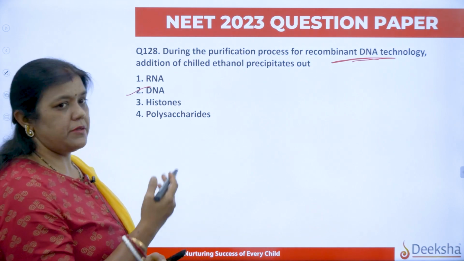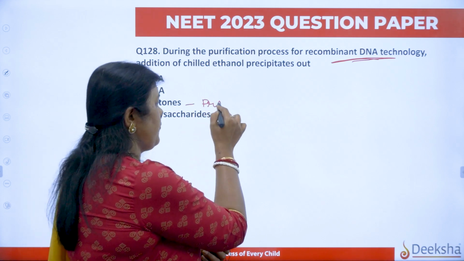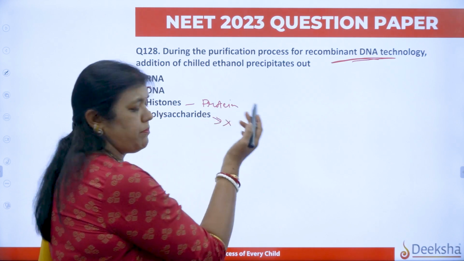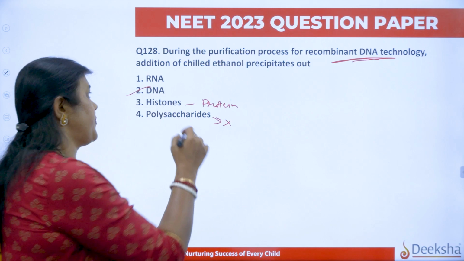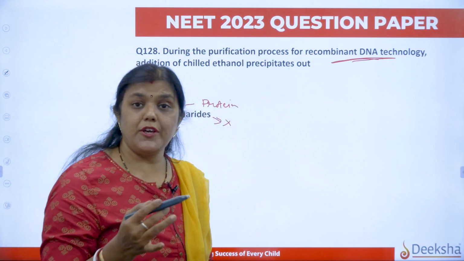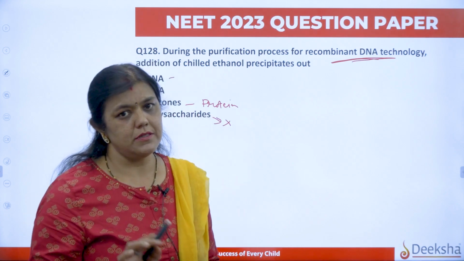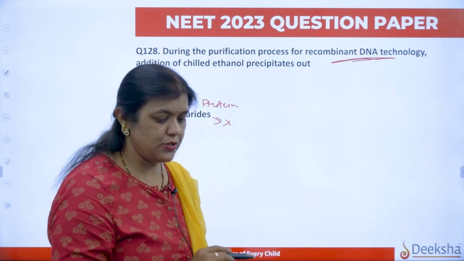It cannot precipitate proteins. Histone is a protein. It is not precipitating protein, obviously, no. Polysaccharides, no. It is not segregating polysaccharides because polysaccharides are carbohydrates. And RNA, no, because we are working with recombinant DNA technology. And here, what is going to be precipitated out? Correct answer is DNA. Yes, you guessed it correct. Sometimes the questions will be simple like this also.